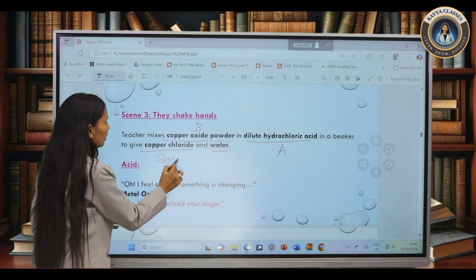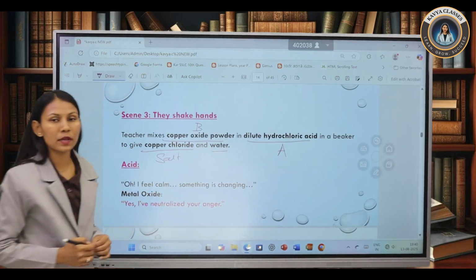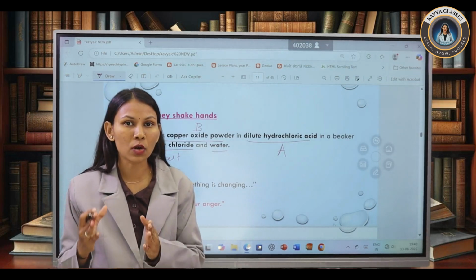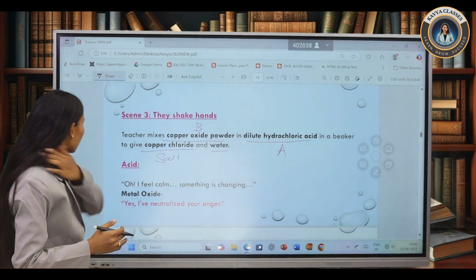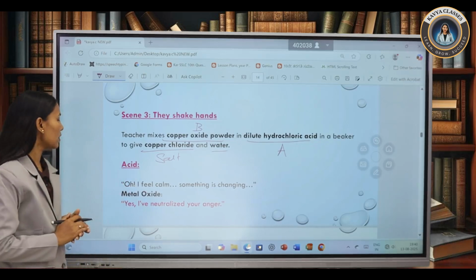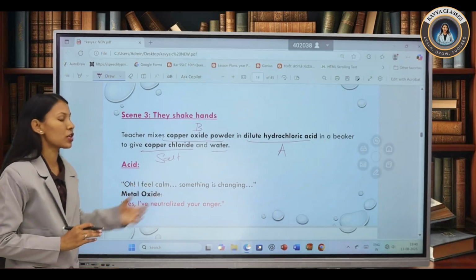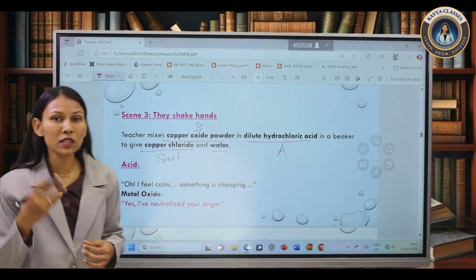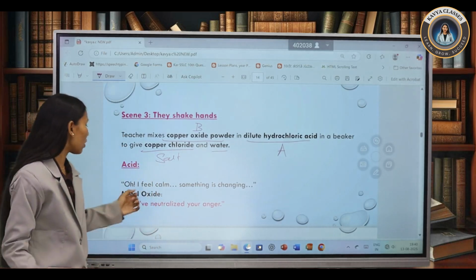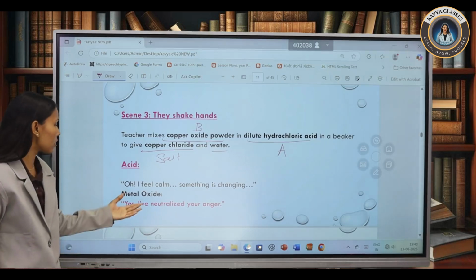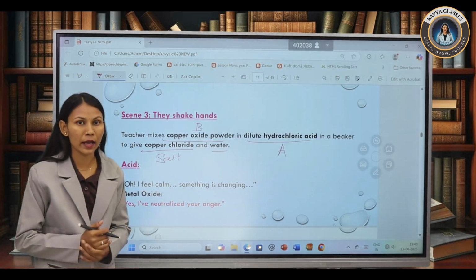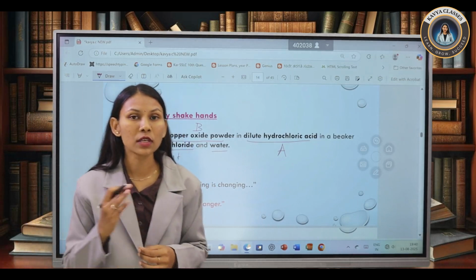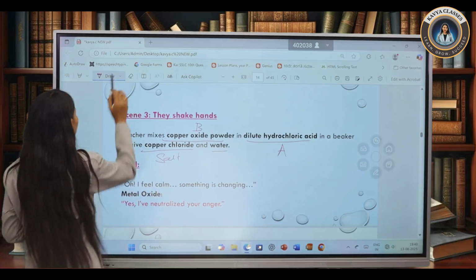Again, salt and water. Once an acid and a base react together, they form salt as well as water, children. Now the acid says, oh, I feel calm, something is changing. The metal oxide answers, yes, I have neutralized your anger. So this is also a best example of a neutralization reaction, children.